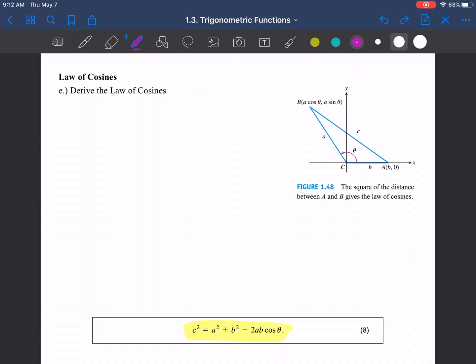I'm not going to go through deriving it here. If you're really super interested in seeing a derivation of it, because there's multiple ones, then let me know and I'll come up with something for you and show you. But suffice it to say, you should know that one and be familiar with it, the law of cosines.